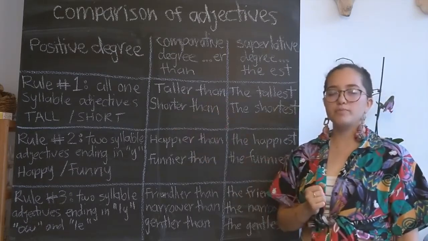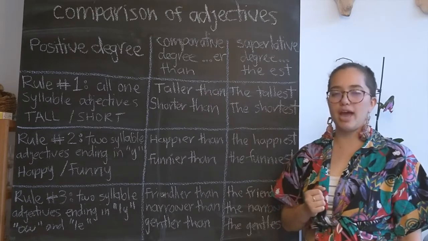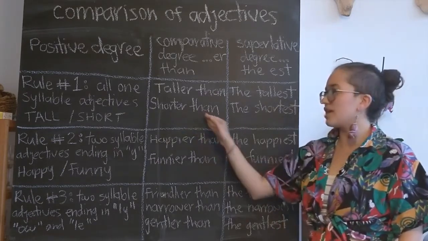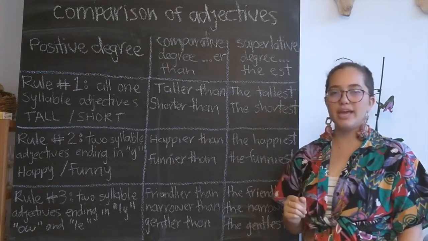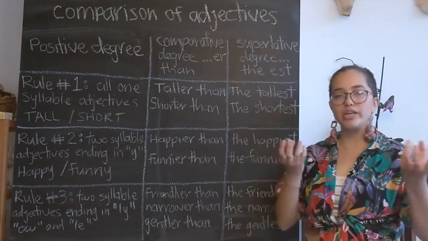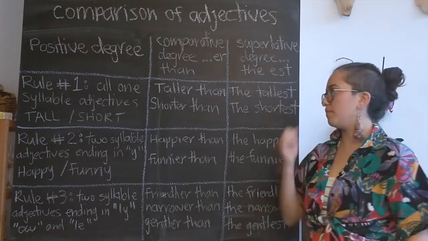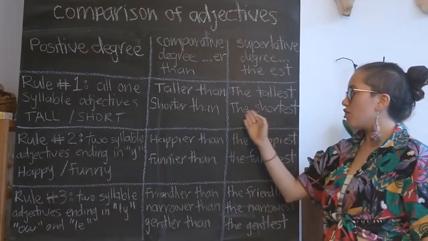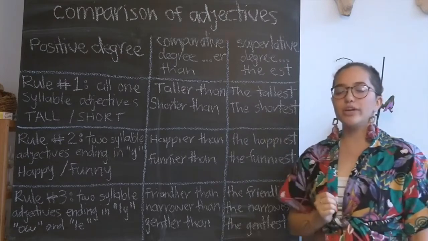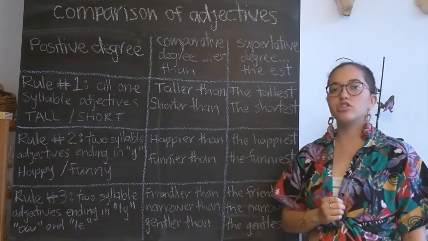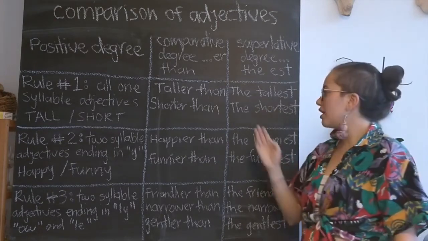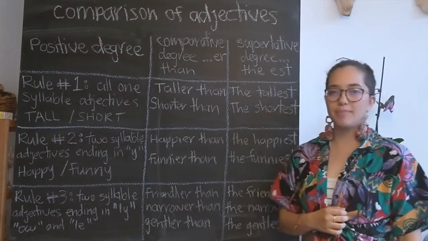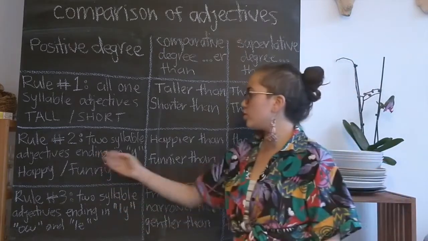For example, Mike is taller than Nicole. Nicole is shorter than Mike. Okay? It is comparing two objects, two people. And then we would say the tallest, the shortest. Here we could say Mike is the tallest student. Nicole is the shortest teacher. Okay, perfect.